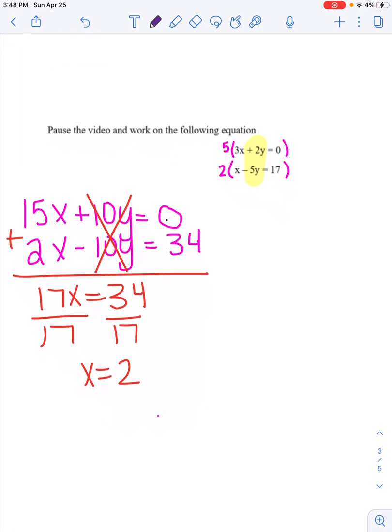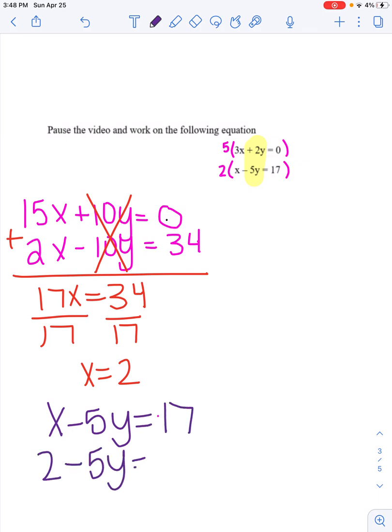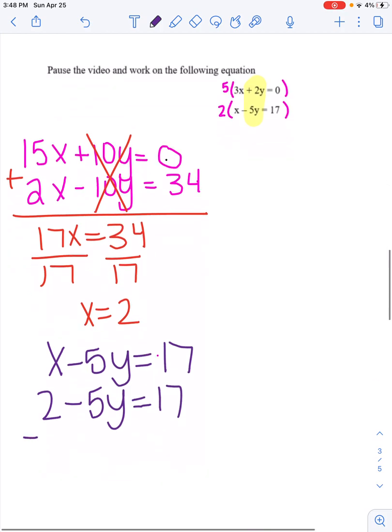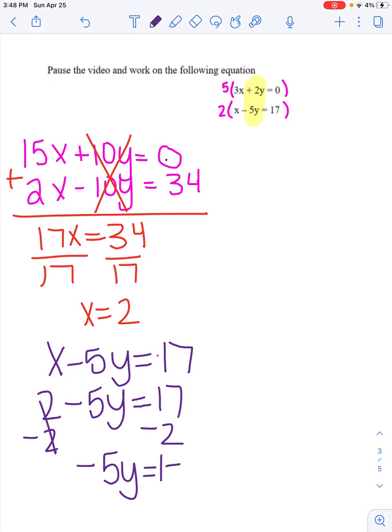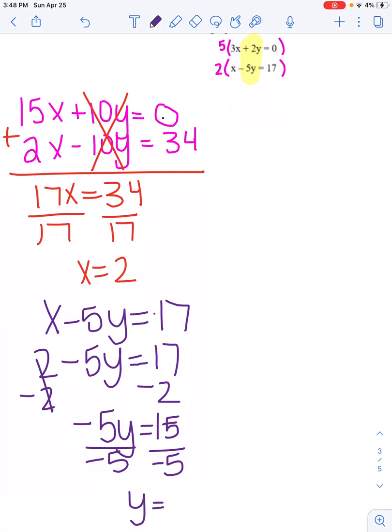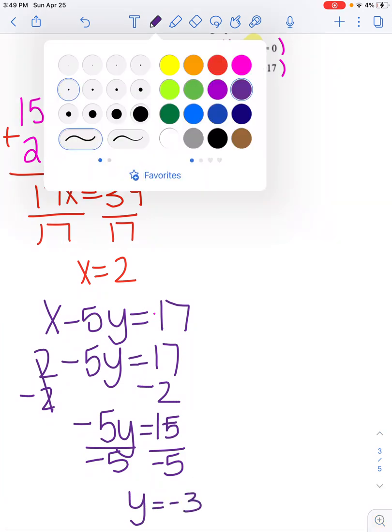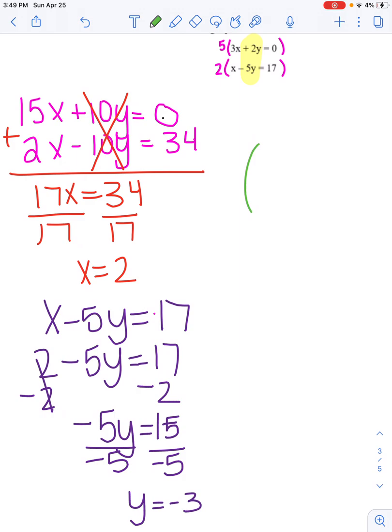So I'm going to use one of the original ones. So I'm going to use x minus 5y equals 17. I'm going to plug 2 in, and I'm going to solve for y. Subtract 2, negative 5y equals 15. Divide by negative 5. I get y equals negative 3. So right now, I think that my solution is (2, -3). Okay, but I'm not done.